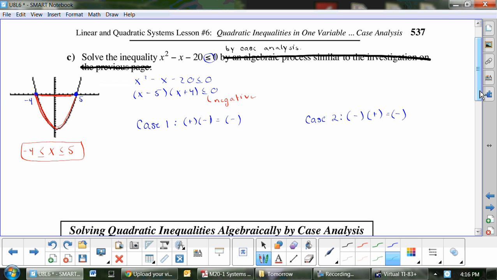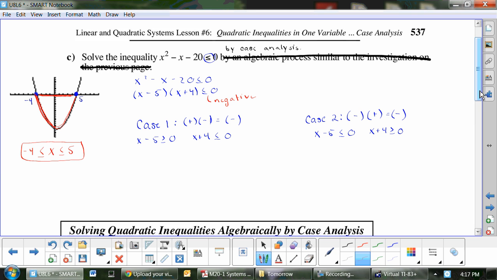Okay, so we write this by splitting up our factors. So we say, okay, in case 1, our first factor, so x minus 5, must be positive, so it's greater than or equal to 0. And our second factor, x plus 4, must be negative, so it's less than or equal to 0. In case 2, our first factor is negative, so x minus 5 must be less than or equal to 0. And our second factor is positive, so x plus 4 must be greater than or equal to 0.